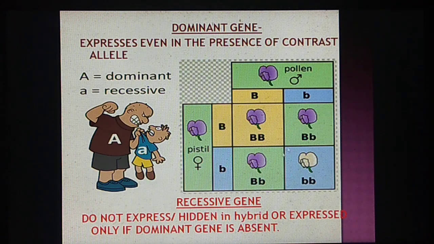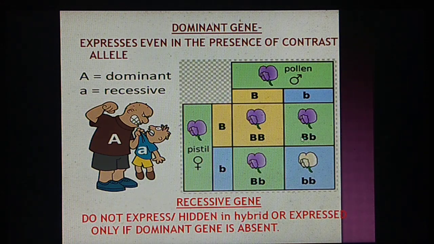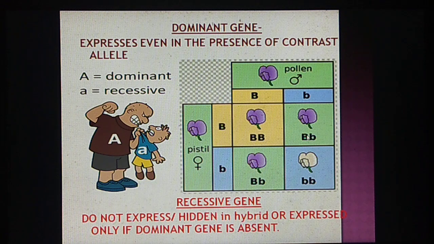Whereas in the other two individuals where capital B, small b is mentioned, since the hybrid or alternative contrasting allele is present, small b is not able to express. So, it is hidden in that way. So, we know now what the dominant gene is and which one is the recessive gene.